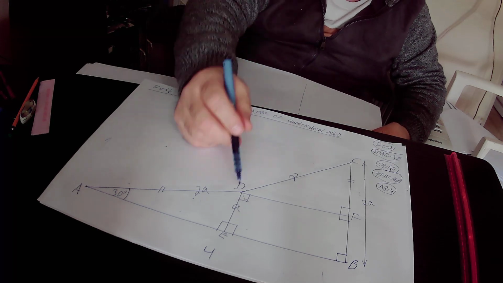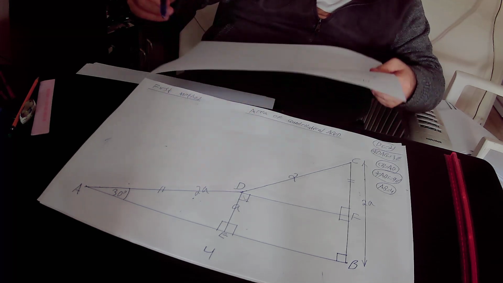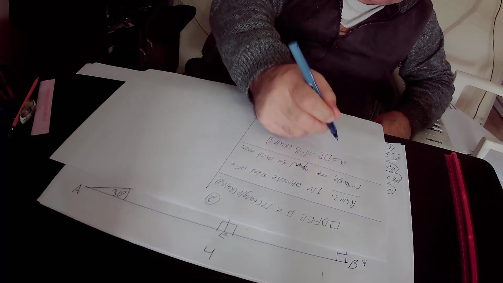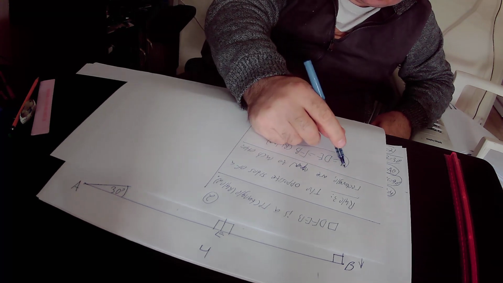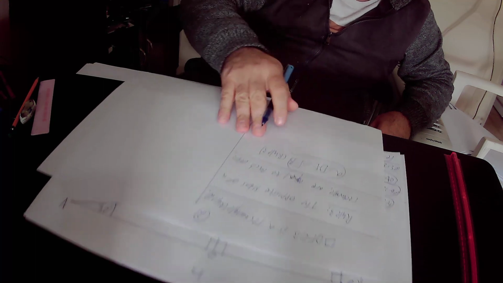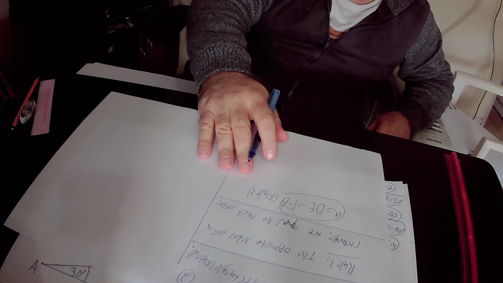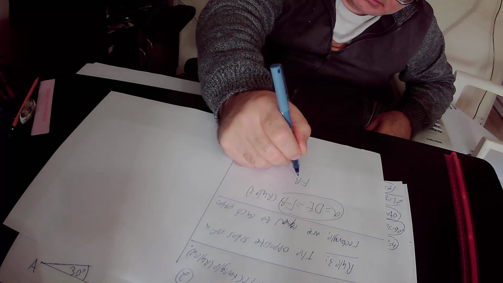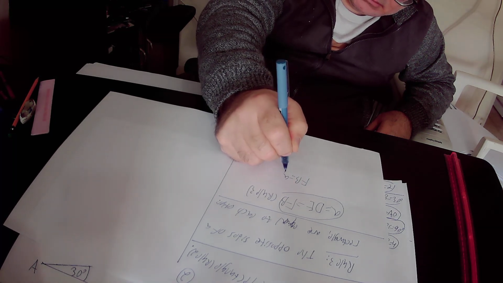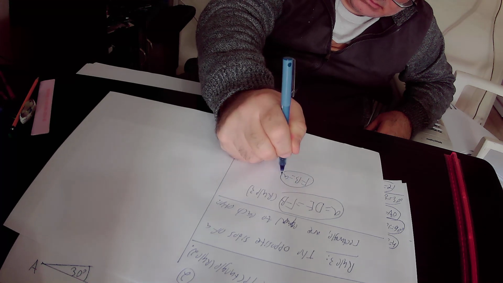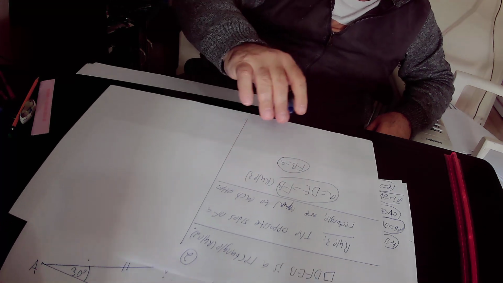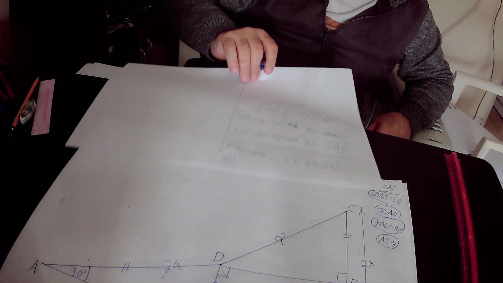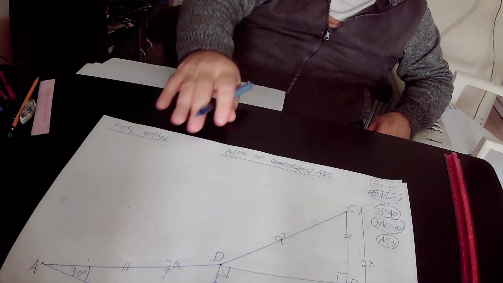But according to our definition, DE equals A. So we can write here that DE equals A. And from this equation, we will derive that FB also equals A. Okay, FB equals A. So we can write here that FB equals A.